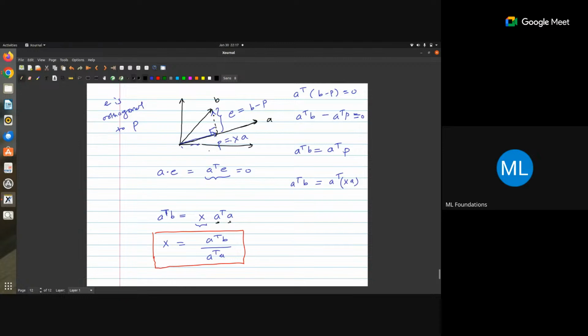So x is a scalar, some scalar times that vector A. A is a vector here. x is a scalar. I am just elongating or contracting. Currently, it's a contraction of A, right?